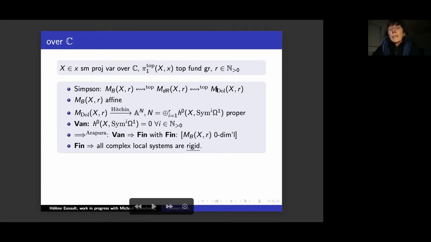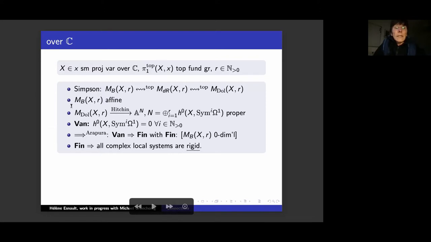Again, this is topologically equivalent to yet another coarse moduli space, which is called the Dolbeault moduli space. The complex points of that are polystable degree zero Higgs vector bundles. That means vector bundles which are endowed with a linear map from the vector bundle to the vector bundle twisted by the sheaf of one forms.